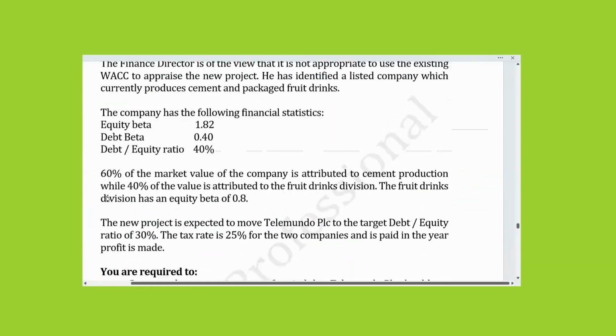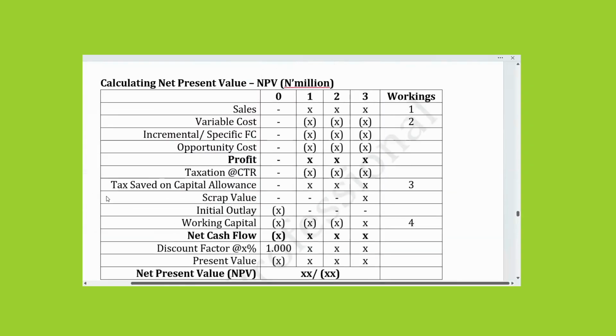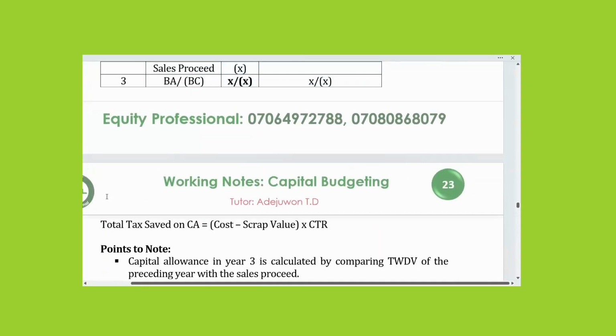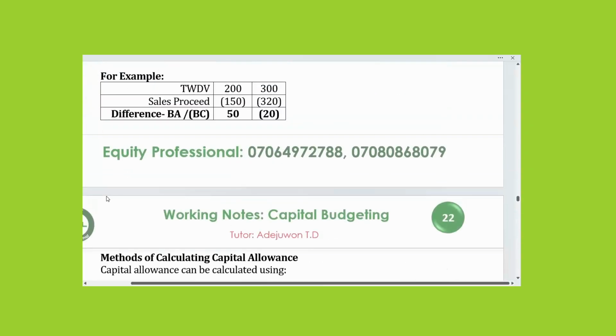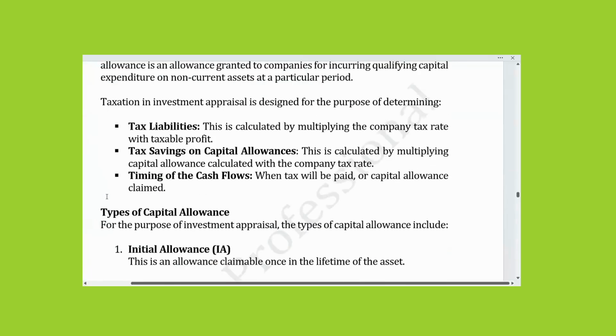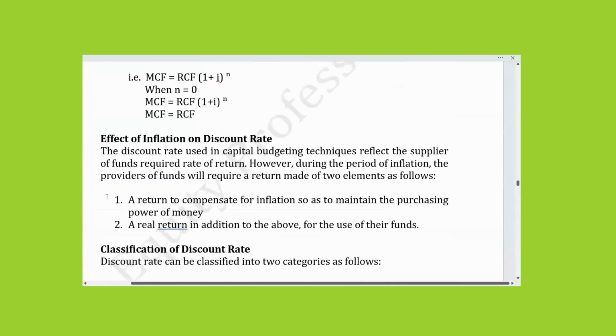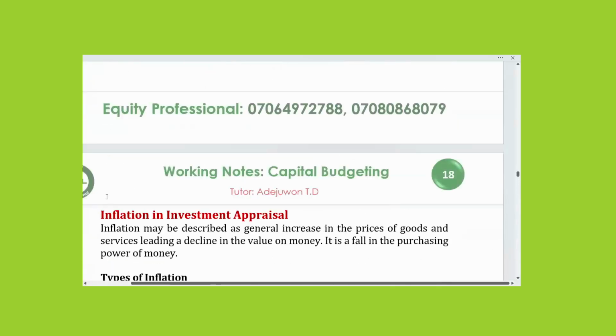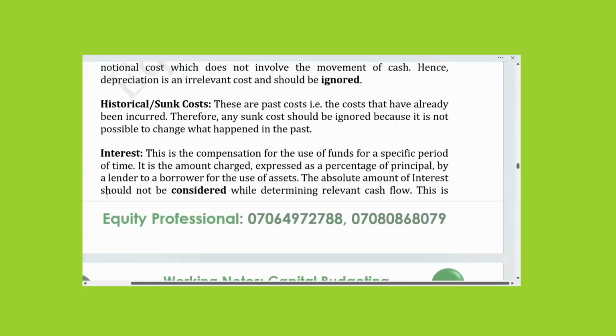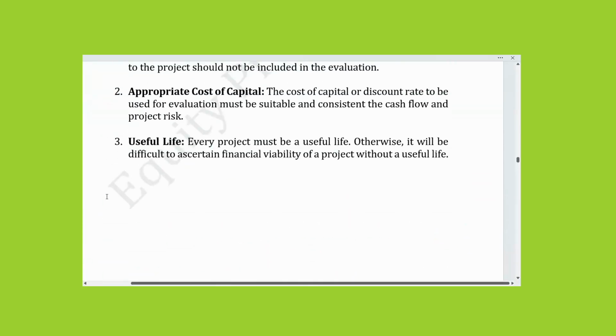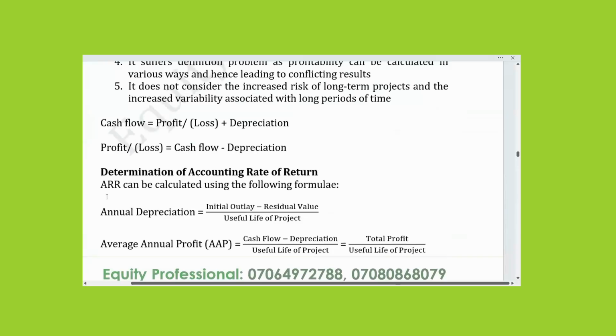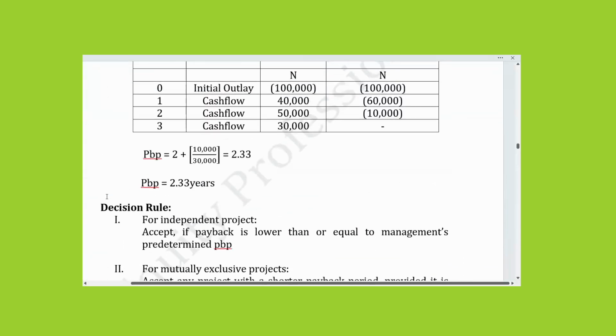So let me go and copy the formula I have before for calculating modified internal rate of return. So I don't need to be struggling for the formula, looking for where the formula is hidden.